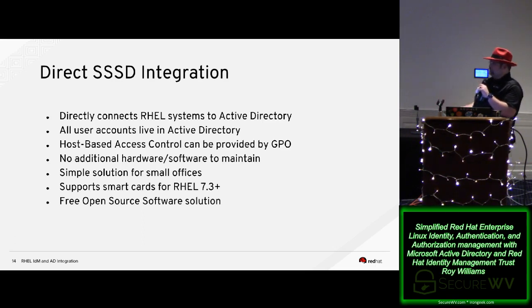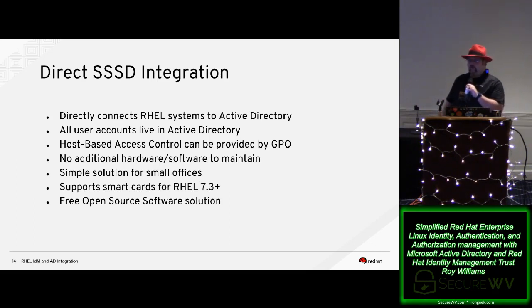And again, it's a simple solution for small offices. If all you need is your users to be available to log into those systems, this is probably the easiest thing to do. And for anybody who's interested in smart card authentication, you can support smart cards on this with RHEL 7.3 or newer. And the best part about all of it, it's all free open source software. So it's stuff that's already there with the OS, stuff that's upstream, downstream, everywhere. You don't have to even buy Red Hat Enterprise Linux. You can use CentOS, Fedora, whatever, it's there.